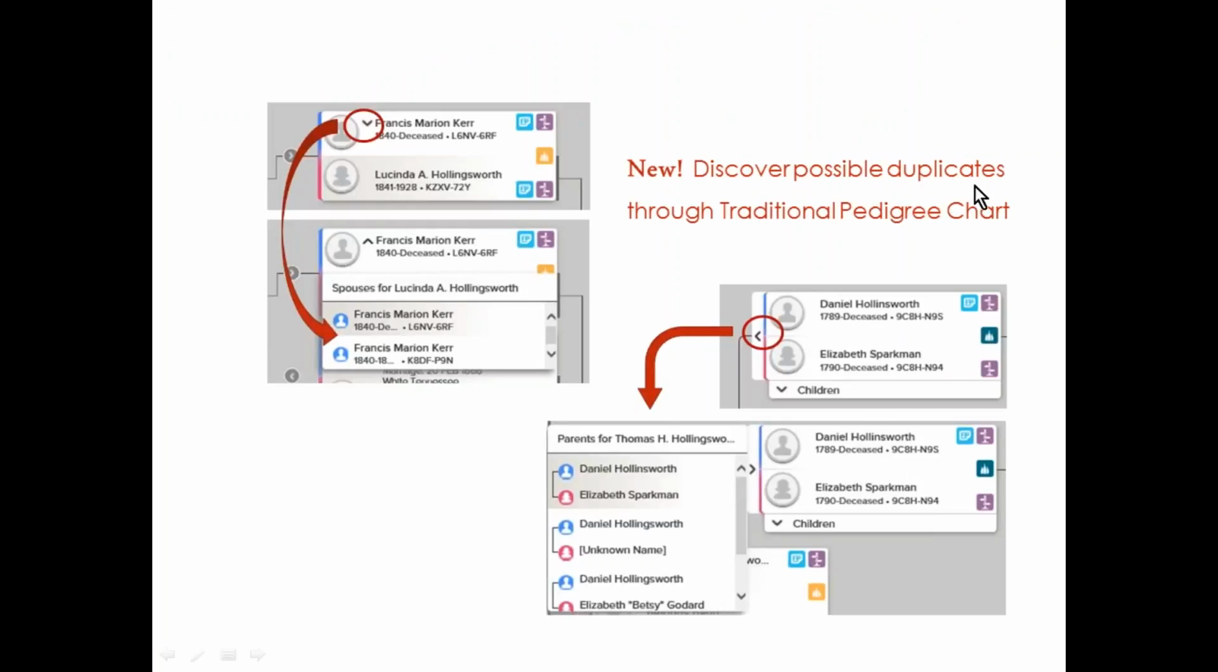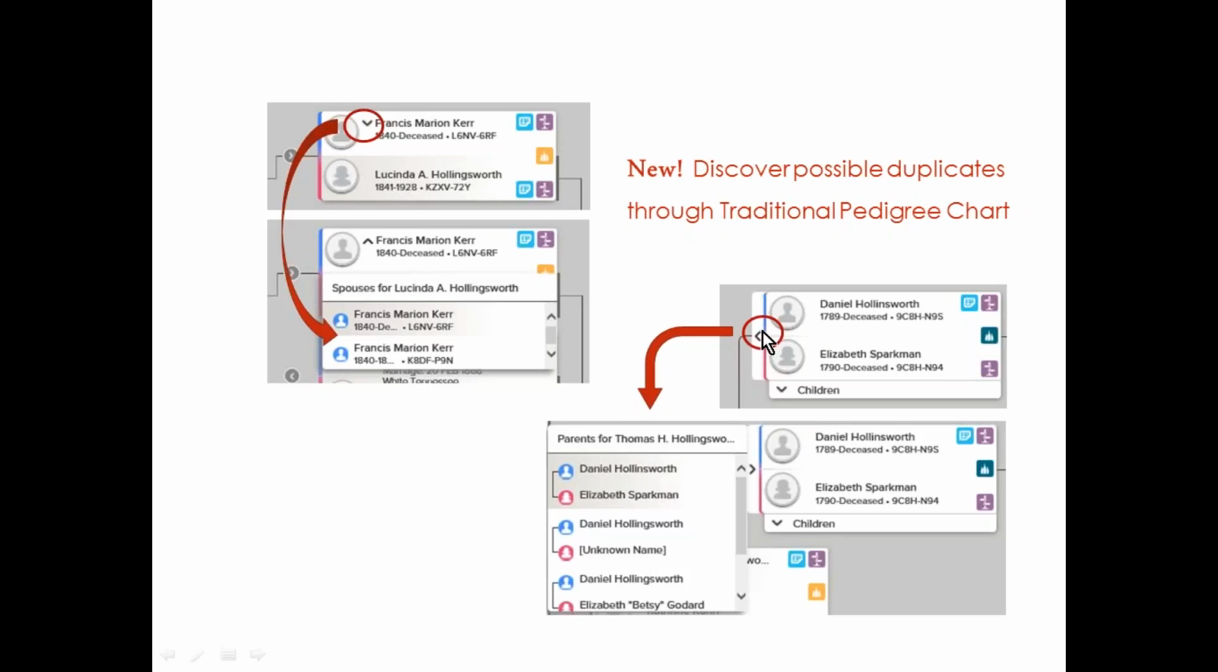Another way to discover possible duplicates is through the traditional pedigree chart. Have you noticed that when you look at the big pedigree chart, which is all gray across the whole page and has little boxes for each of your family members, starting with you over here and getting further back with each generation, that there is this little mark like this, a little down arrow beside some of the people's names? That little mark tells you, if you click on it, that there is a possible duplicate that FamilySearch has discovered and is inviting you to review.